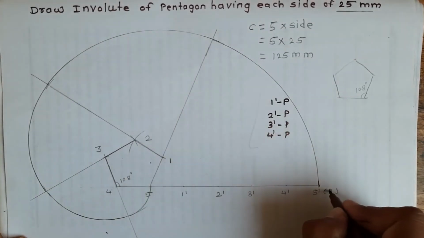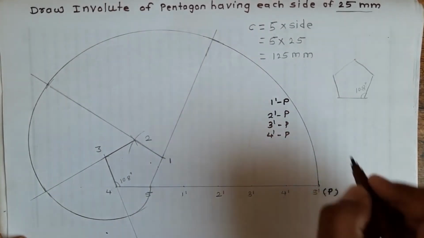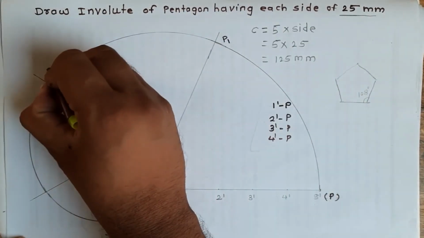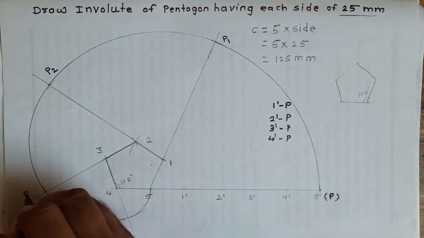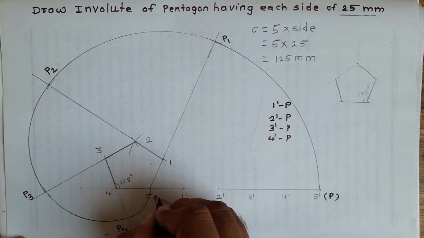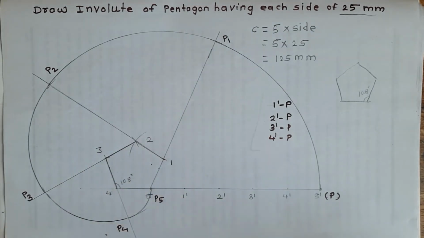Here I have to give naming. These will be the intersection points: this will be P1, this will be P2, this will be P3, this will be P4 and this will be P5. So by this procedure we have completed our involute of the pentagon.